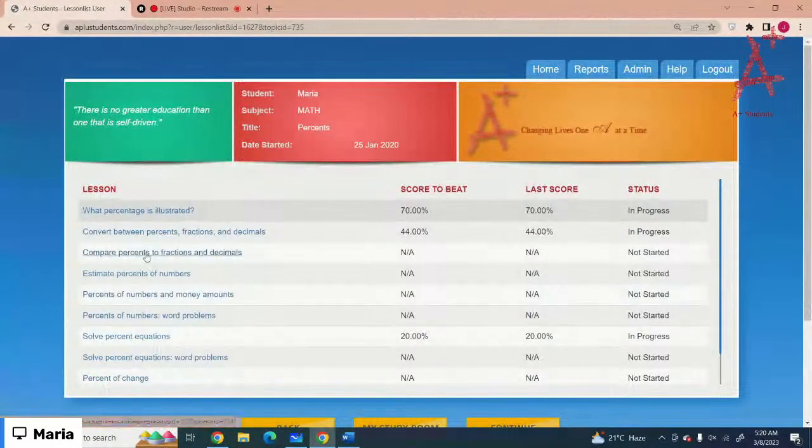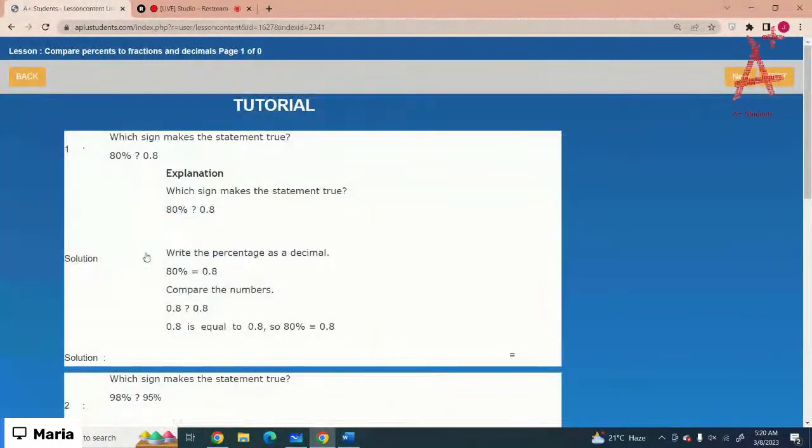The next lesson is compare percents to fractions and decimals. Now we're going to compare percentages and decimals. So let's start with the first example, which sign makes the statement true. You have to compare 80% and 0.8.